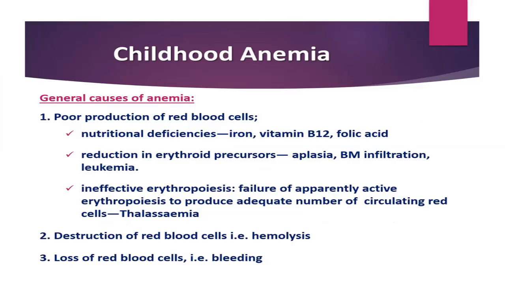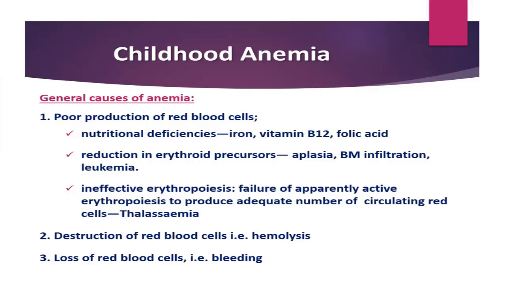What are the general causes of anemia? First, poor production of red blood cells due to nutritional deficiency: iron, folic acid, and B12. We know that these are essential for the bone marrow to produce red blood cells and other blood elements. Or there is a reduction in erythroid precursors due to infiltration of the bone marrow by leukemia or replacement by fat in aplastic anemia. Or there is ineffective erythropoiesis.